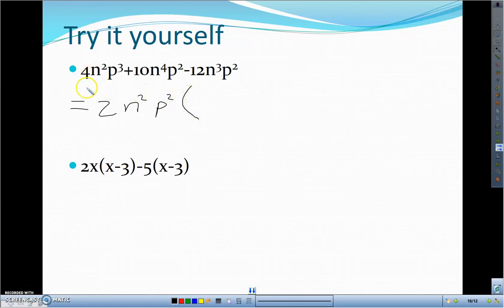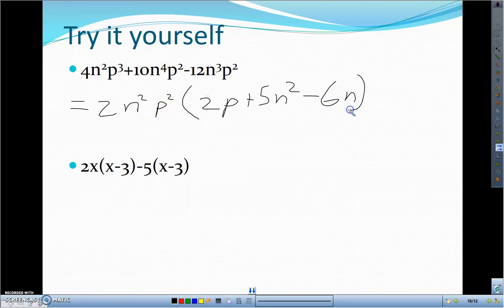Open the brackets. 4 divided by 2 is 2. I've got n squared. I had 4n, I took away 2 n's. I had 3 p's. I took away 2 of them, so I got 1 p left. I'm done with that term. Plus 10 divided by 2 is going to be 5. N squared. I've got no p's left. Minus 12 divided by 2 is 6. I had 3 n's. I took away 2. There's 1 n left. And I had 2 p's, and I took away 2 p's. There's none left.